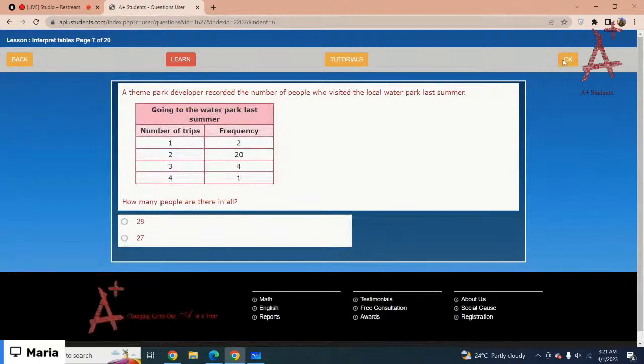A theme park developer recorded the number of people who visited the local water park last summer. Going to the water park last summer, number of trips and frequency. How many people are there in all? So you have to calculate how many total people for the trip. Just add up all the frequencies. 2 plus 20 is 22. 22 plus 4 is 26, and 26 plus 1 is 27. That means there are 27 people in all. Got it? The correct option is 27.